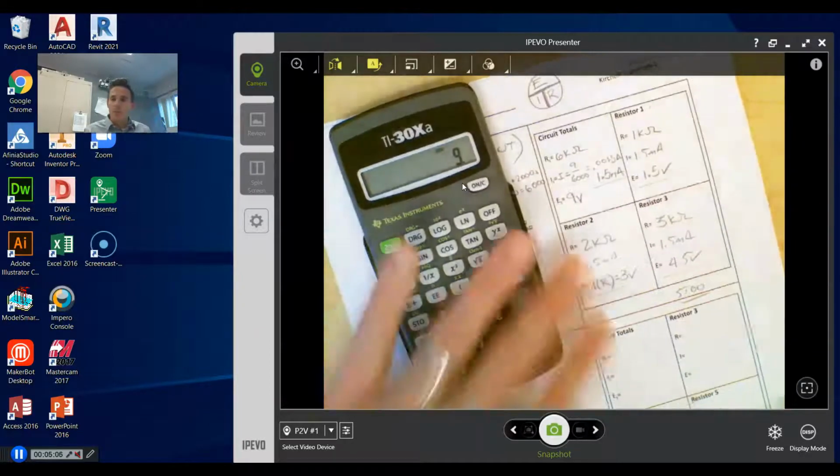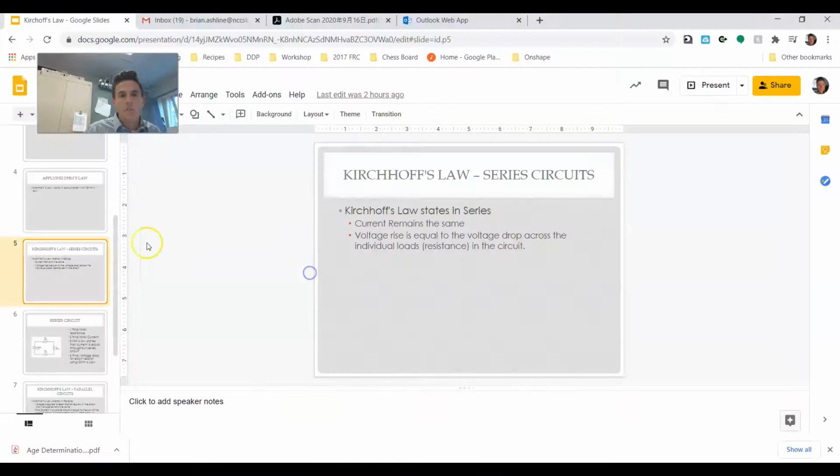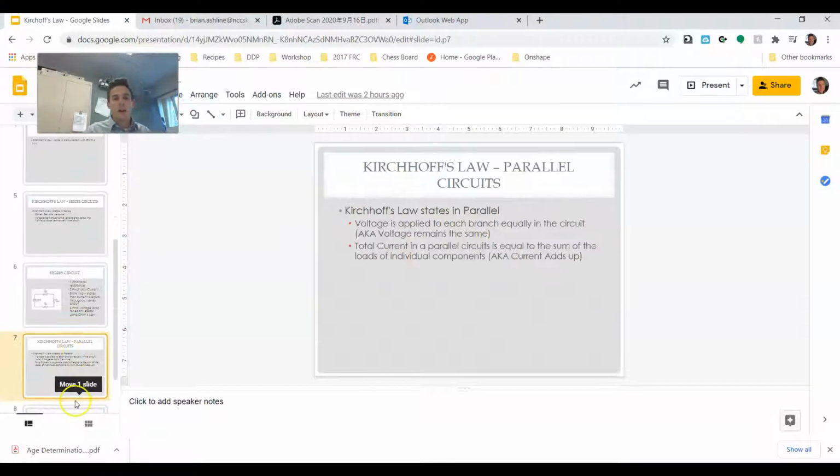I'm putting my timestamp down here for later on, so that's done at 5 minutes. Anyways, let's move on to parallel. When we go to do parallel here, parallel states that voltage is going to remain the same in parallel, while current is going to add up.